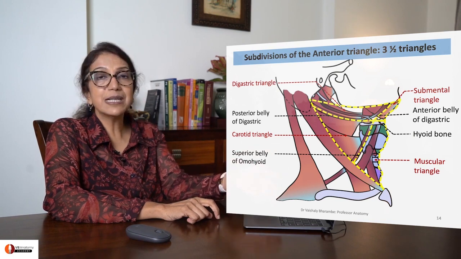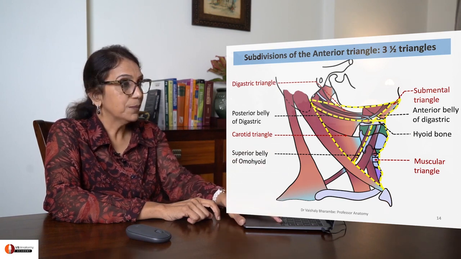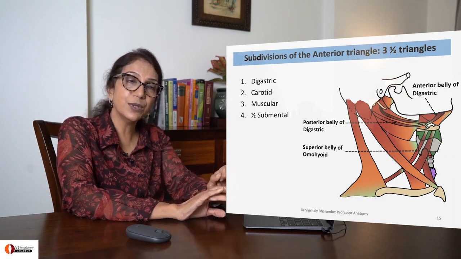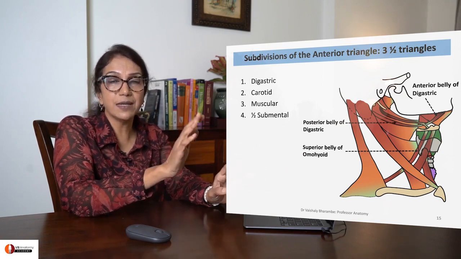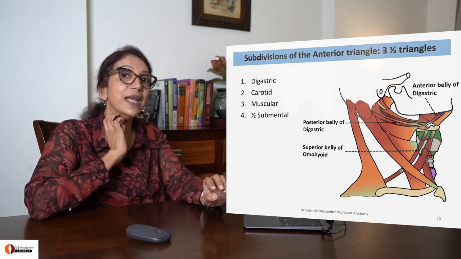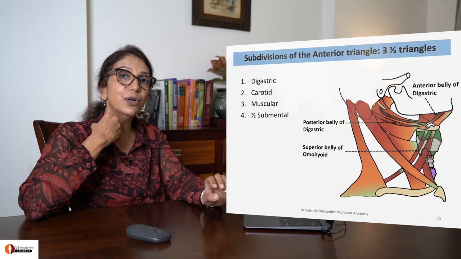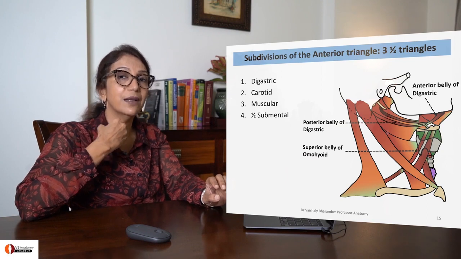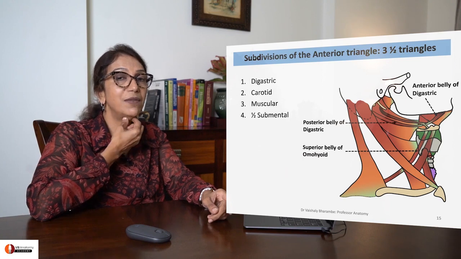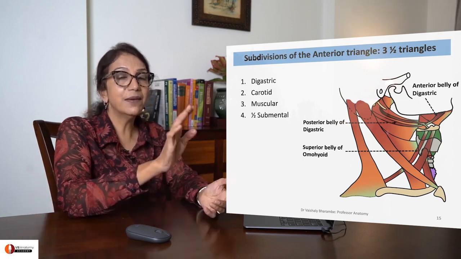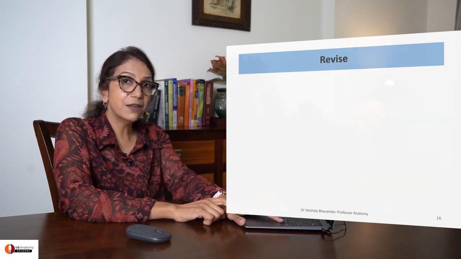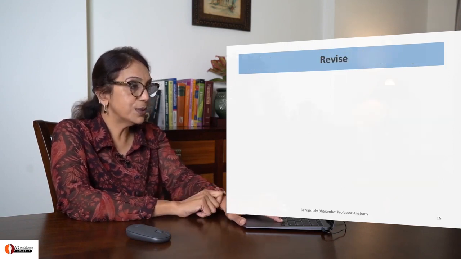This is what it looks like in the living being. Finally, we have divided our anterior triangle, students, into 3.5 triangles. What are the 3.5 triangles? Close to the base, digastric. Along the sternocleidomastoid, carotid. Close to the midline, muscular. And above the hyoid, submental. 3.5 triangles. Let's revise what we've covered up till now, students.